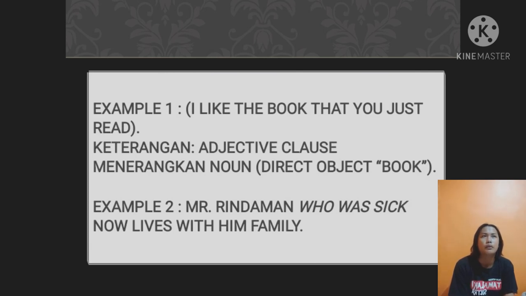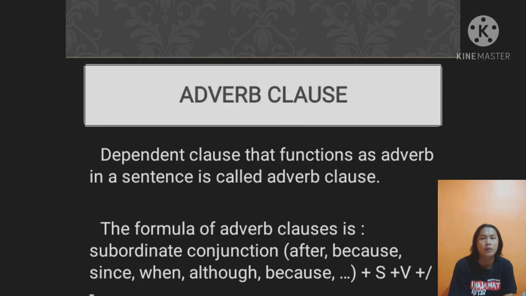Number 2, example. Mr. Rindaman, who was sick, now lives with his family. So, the adjective clause from the sentence is who was sick. Okay, and the last is adverb clause.